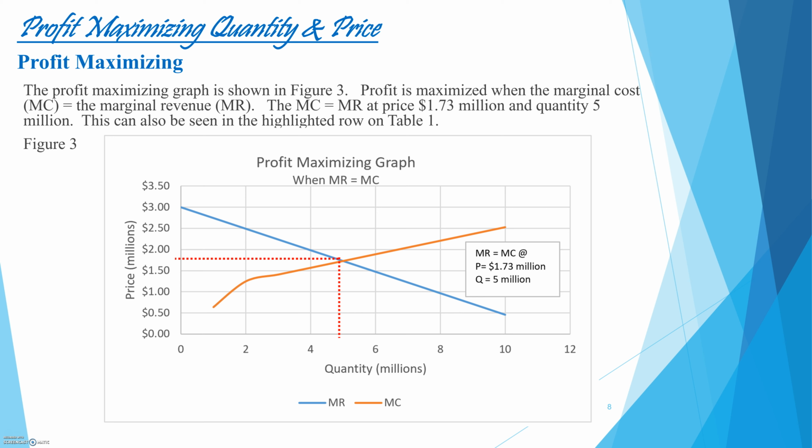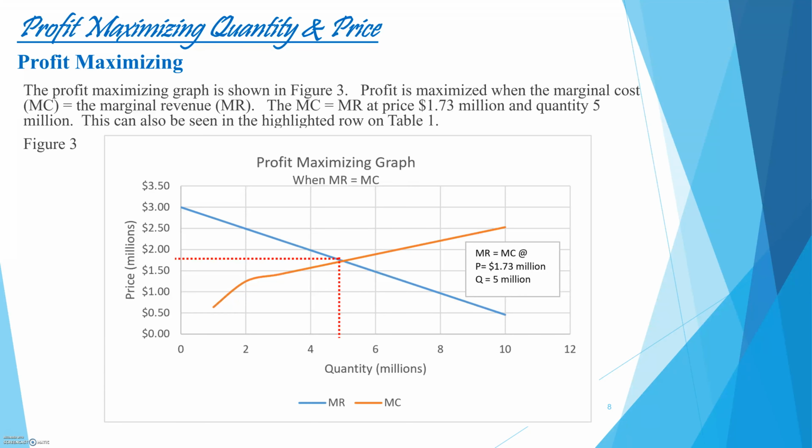So this next graph is the profit maximizing graph, and this is really important to the purpose of this presentation. This is shown in the graphic in figure 3 below here, and the profit is maximized when the marginal cost is equal to the marginal revenue. Those two curves are on here, and you can see the marginal cost in the orange colored curve and the marginal revenue in the downward sloping blue curve.